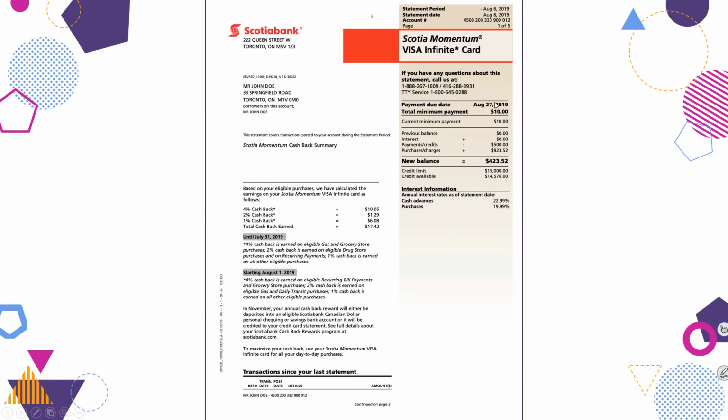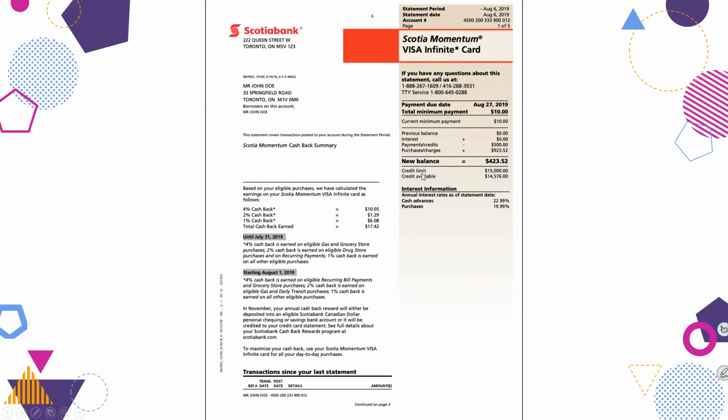Then they tell you the payment due date. So when you have to pay your money by, so they printed this on August 6th. And now they're saying you have to pay it by the 27th of August. That's that 21 day grace period, right? And you have to pay a total minimum payment of $10. And then it tells you if you have any previous balance, any money that you carried over, that's zero. So no, you didn't. So that means you don't have any interest because you didn't carry anything. Any payments that you made, it says $500. So you made a payment of $500 at some point. And any new purchases charges was $923.52. So that means you have left over of $423.52 that you need to owe.